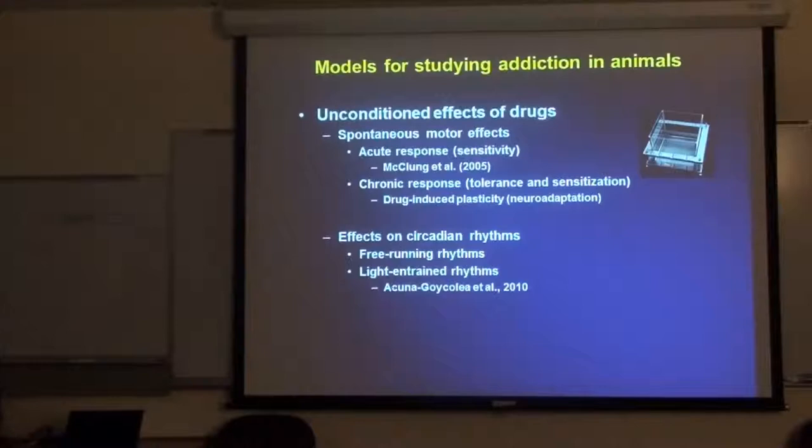This is one way that people have looked at effects on circadian rhythms. You can look at how drugs influence free-running rhythms. That's kind of what we were talking about previously when we were talking about things like sleep-wake cycles, body temperature, things like that. You can look at how drug exposure influences those rhythms. You can look at how drug exposure, or even a single drug injection, can change light-entrained rhythms, and that's what they did in the other paper that we read, the one about cannabinoids. So that's another way you can look at what I would call the unconditioned effects of drugs, in other words, that spontaneous change in motor behavior.